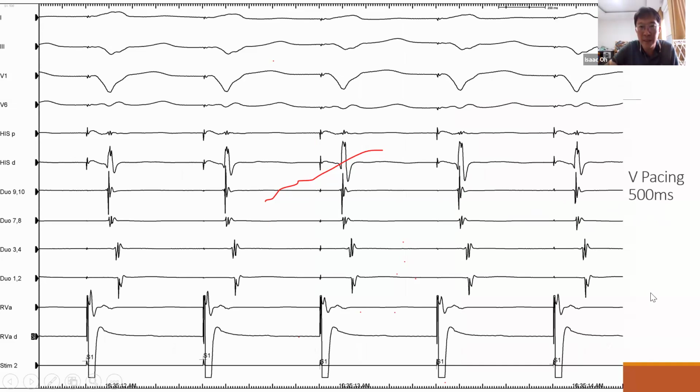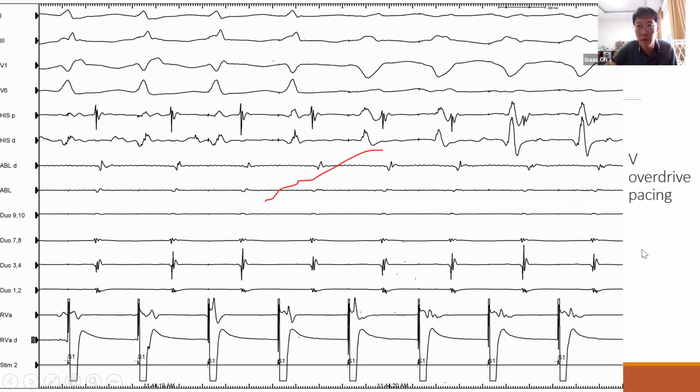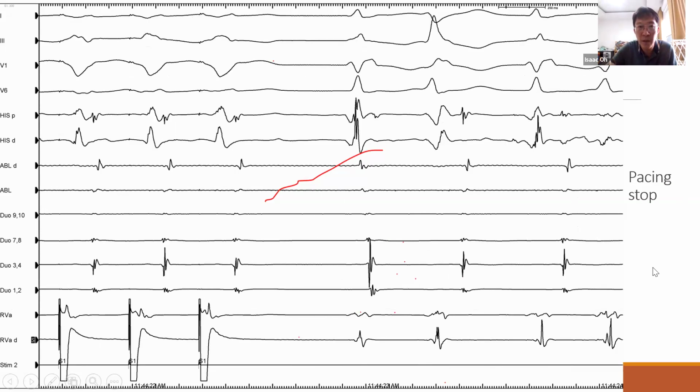And we did V pacing, but we can see in the baseline that the V was quite big. We cannot distinguish the VA in the His catheter because the V was too big, and we cannot see the small, tiny A potential here, so we cannot say that the His distal was the earliest A potential. Then we tried V overdrive pacing to check the post-pacing interval, but when pacing stopped, the tachycardia terminated, but several premature beats came and induced the tachycardia again.